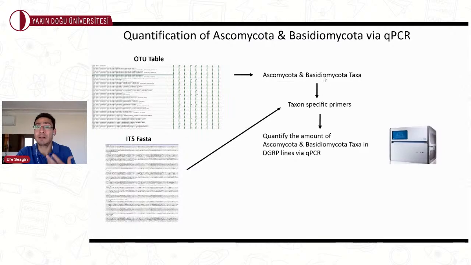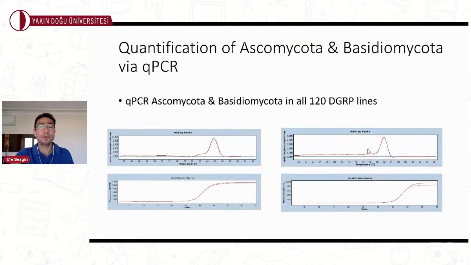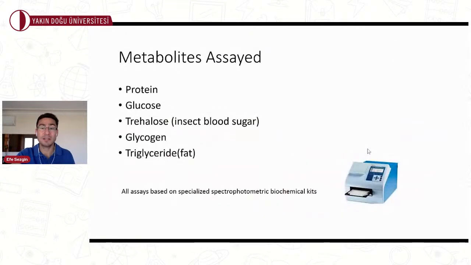Keep in mind that these are not species, they're all the way up at the phylum level. Using our own sequence data, we designed specific primers for Ascomycota and Basidiomycota, and we did qPCR because we wanted a quantitative estimate of how much Ascomycota, how much Basidiomycota, and how much Zygomycota is present in these DGRP lines' guts. We were successful in doing this for Ascomycota and Basidiomycota, because Zygomycota turned out to be rather complex to assay quantitatively. So these are the qPCR results.